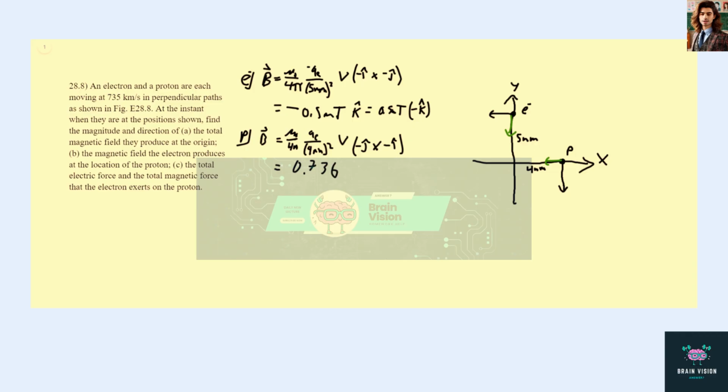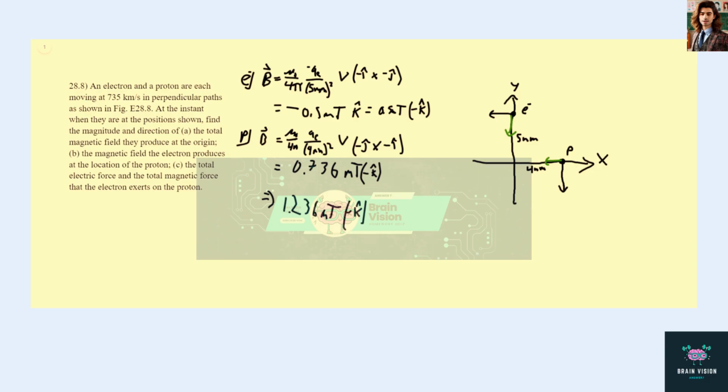So 0.7436 millitesla in the negative k hat direction. Okay, and then we can add these together. So then in all, this would be 1.236 millitesla in the negative k hat direction.